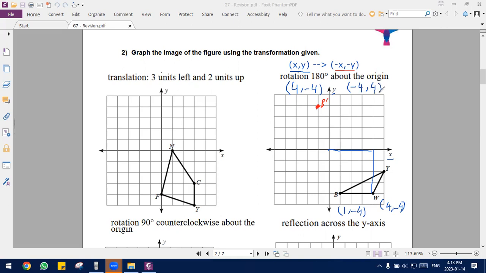Now let me place this point on the graph. -4, it means I should go to the left 4 steps. 1, 2, 3, 4. And then +4, I should go up 4. 1, 2, 3, 4. This is the new point. We call it W prime.